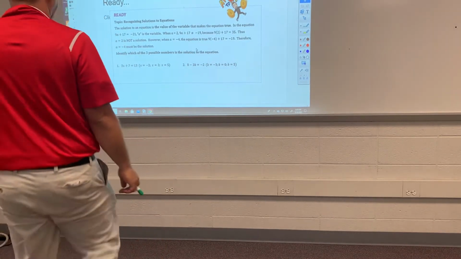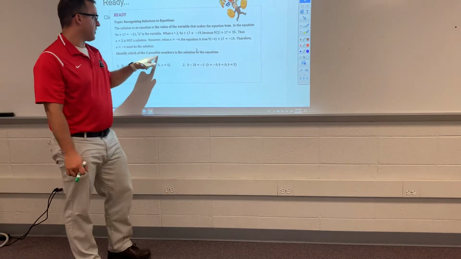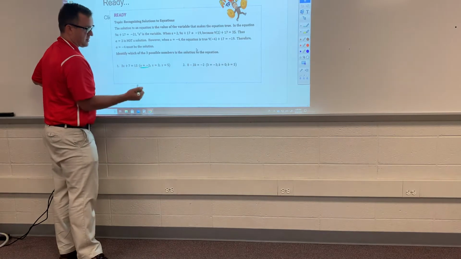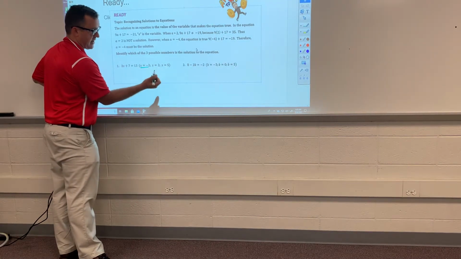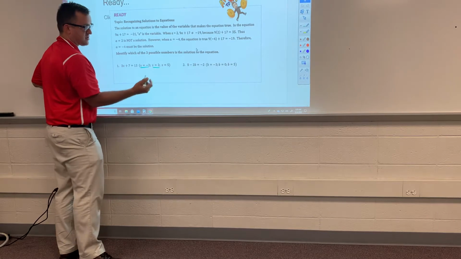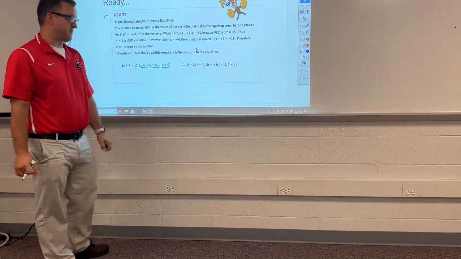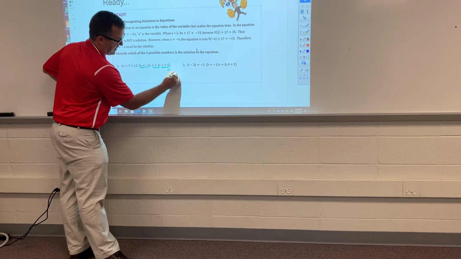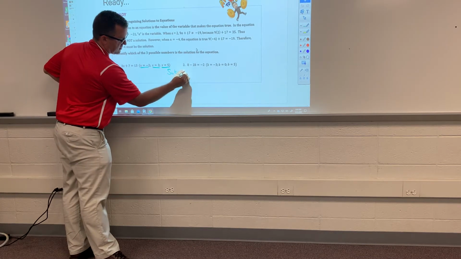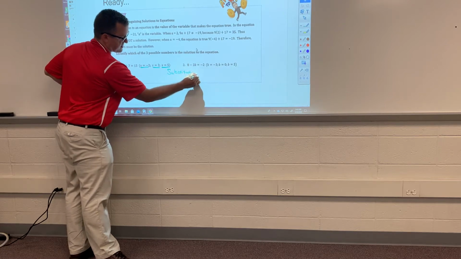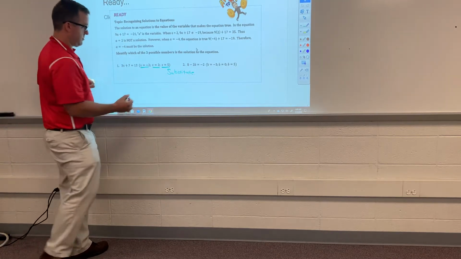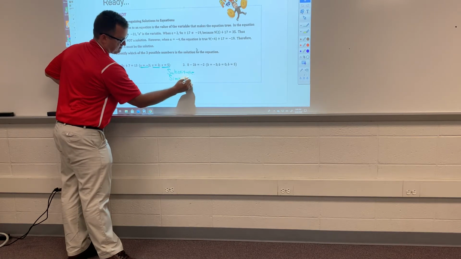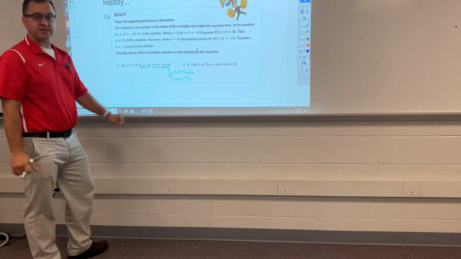So for the first problem, we have to identify which of the three possible numbers is a solution. So either x equals negative 2 is going to be a solution, or x equals 2 is a solution, or x equals 5 is a solution. So what we're going to do here is substitute x into the equation and then simplify and see if both sides are equal.